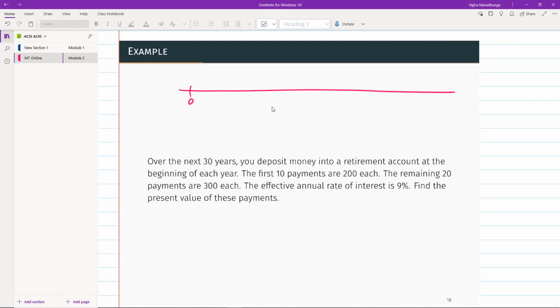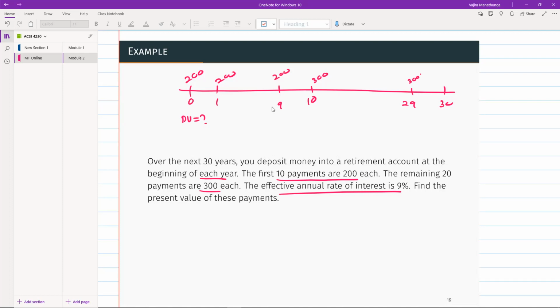So here you have time 0, 1, all the way up to 30 years. You are depositing money into the account at the beginning of each year. Okay, so all the way up to 29, 30. So the first 10 payments are 200 each. So here is 200, 200, 200. Then the 10th one is going to be 300. And the last one is here, okay, 300. The rate is 9%. Find the present value. So we want to find the present value.